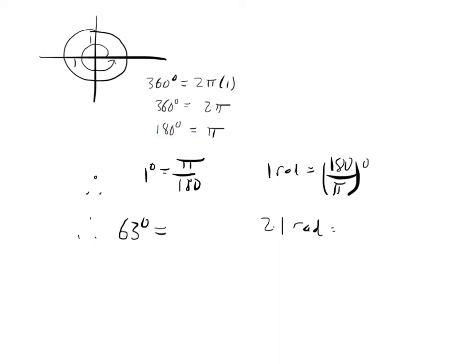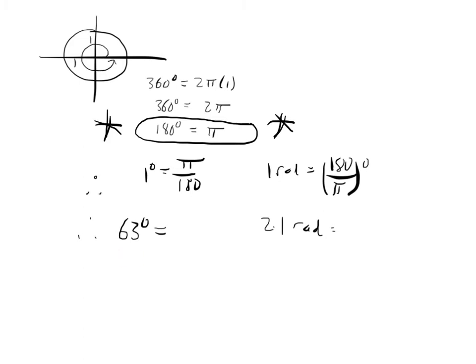And that's key. That's the absolute key factor to remember when you're converting from radians to degrees and vice versa. If I have 180 degrees equals pi radians, and I divide both sides by 180, I'm going to get 1 degree equals pi over 180 radians. And if I divide both sides by pi, I'm going to get 1 radian equals 180 over pi degrees.